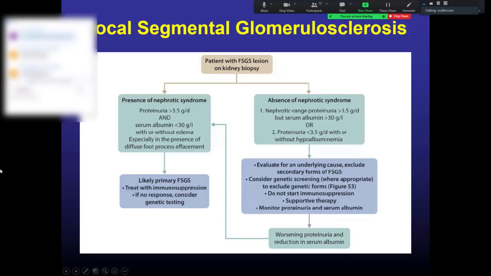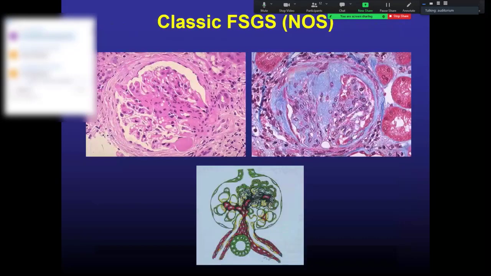But sometimes it's hard to tell. So you monitor, and if they worsen, then you kind of throw them in this category if they really develop full-blown nephrotic syndrome despite conservative treatment. So it's very nuanced.